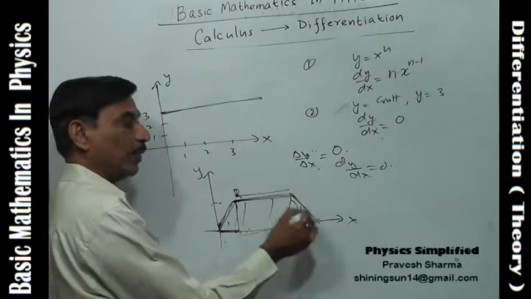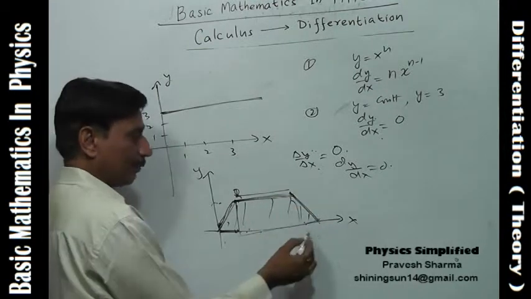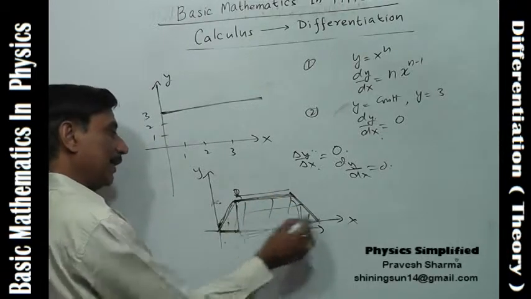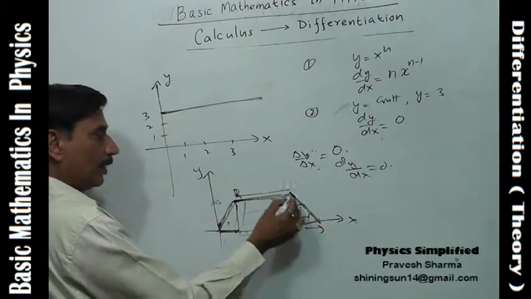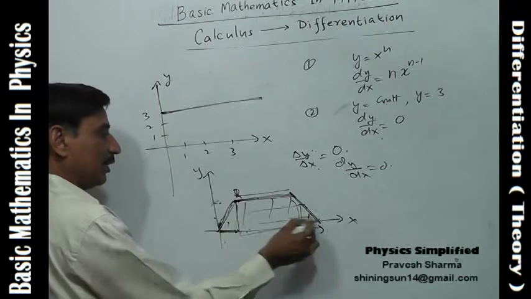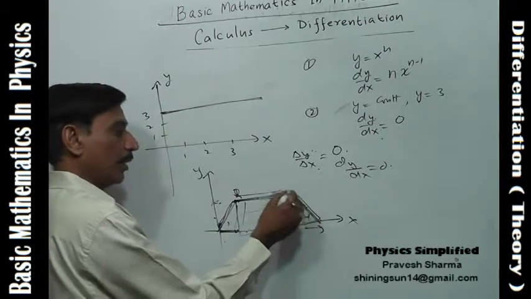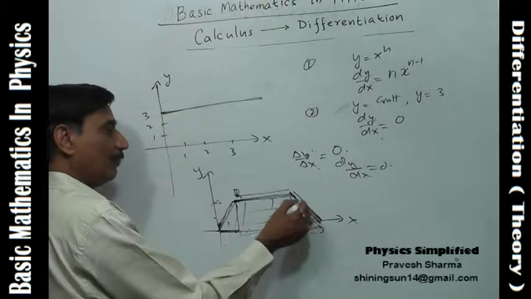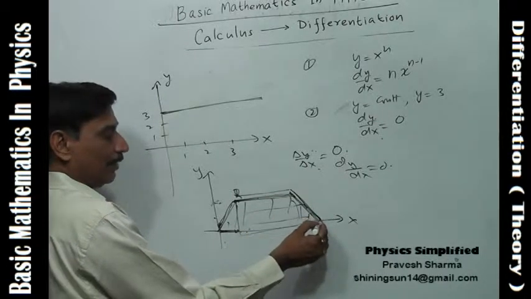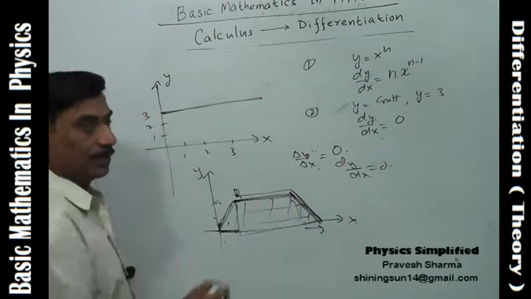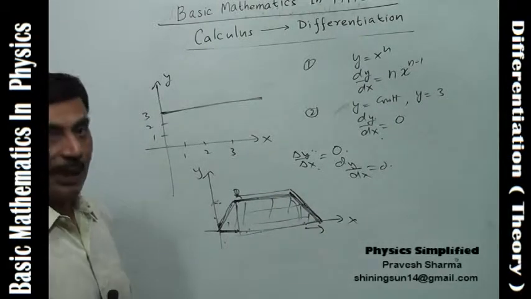Now you are going downhill. As you are going downhill, even if the value of x is increasing, the value of y is decreasing. Over here the value of y is this, over here is this, over here is this. It is decreasing. So for this section, the slope is going to be negative.